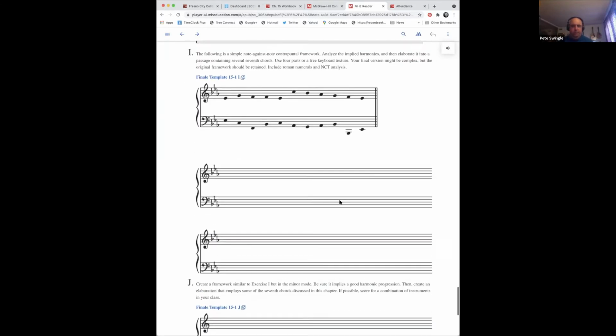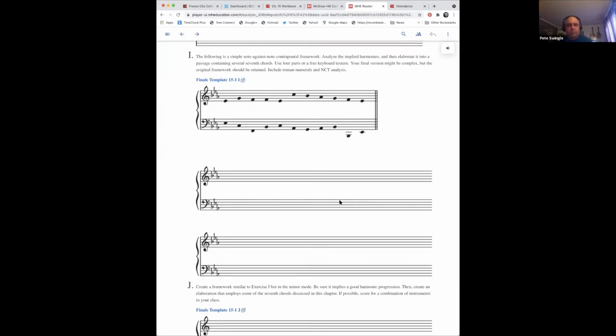All right, we're skipping H. We're looking at I, first line only. The following is a simple note against note contrapuntal framework. Analyze the implied harmonies and then elaborate it into a passage containing several 7th chords. Use 4 parts or a free keyboard texture. Your final version might be complex, but the original framework should be retained. Include Roman numerals and NCT analysis.